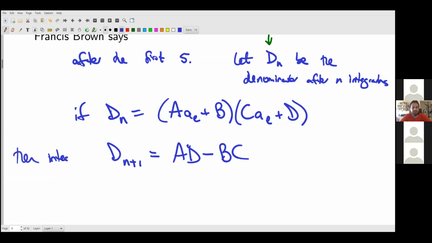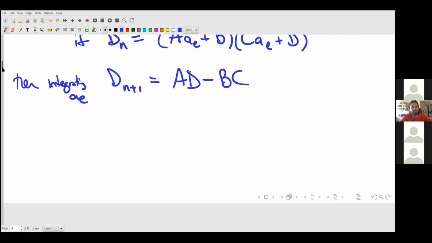So then integrating the edge AE, the next denominator becomes AD minus BC. So that's kind of nice, but that doesn't always work. So if dn doesn't factor, well, you're toast. I mean, not quite. There are tricks, but you don't have this nice general algorithm, not this version of it anyway.